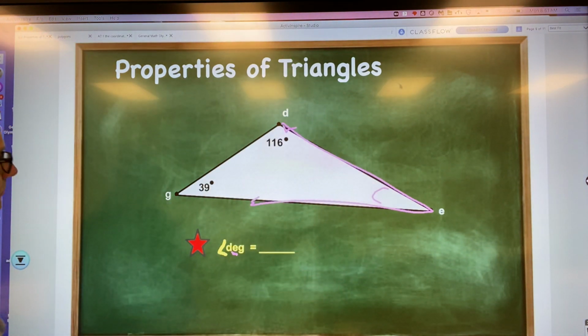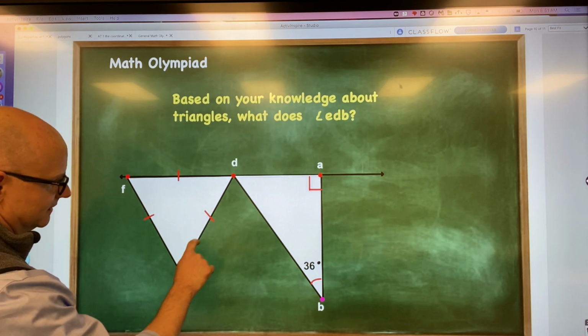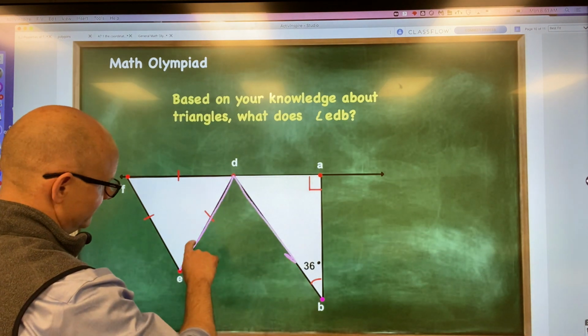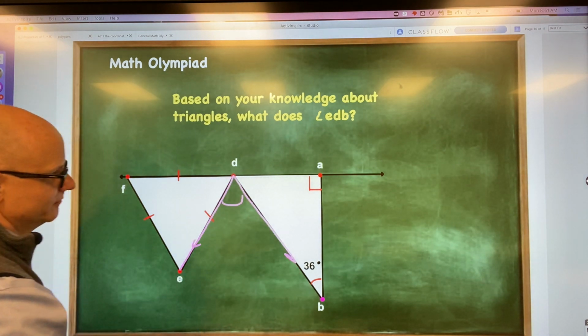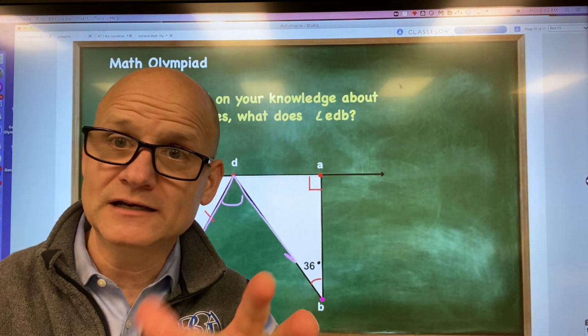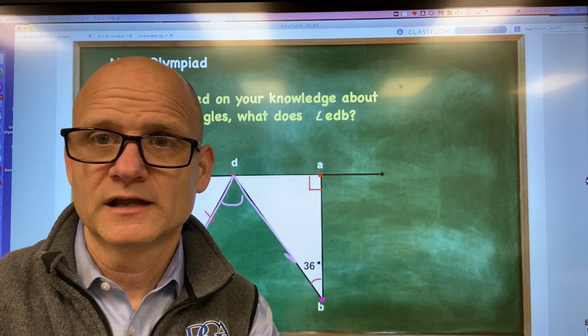And then the last thing I'm going to give you is a Math Olympiad question. It says, based on your knowledge about triangles, what does angle EDB equal? So again, here is EDB. So what must this angle equal based on everything else that's shown here? And you can figure that out by applying the properties that we just learned in this video tutorial. And we'll discuss that tomorrow.